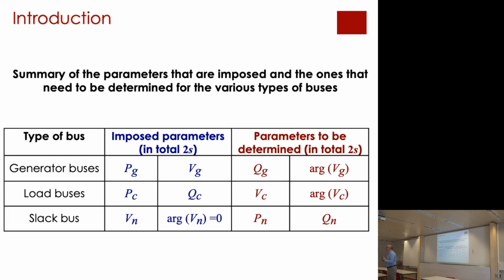Voltages in the system have to be constrained to be as close as possible to the rated value, because of the insulation of the system. So that's why we fix these two quantities.